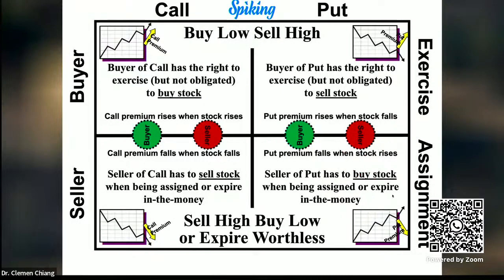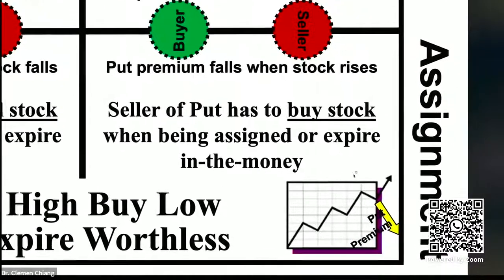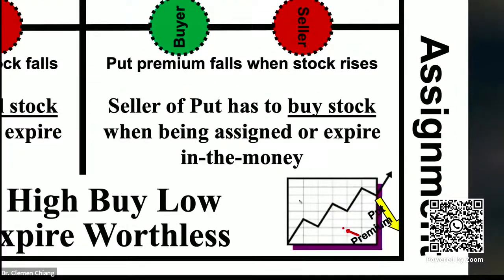Because it says over here, and I want to make this really, really big, right up here: the seller of a put has to buy the stock when being assigned or expired in the money. It means that he sold a strike price of 20, and the only way for him to make money is provided the stock price goes up. So for him to lose money, it means that the stock price must go down. When the stock price goes down below the strike price of 20, the put premium will shoot up. So it's the opposite direction.